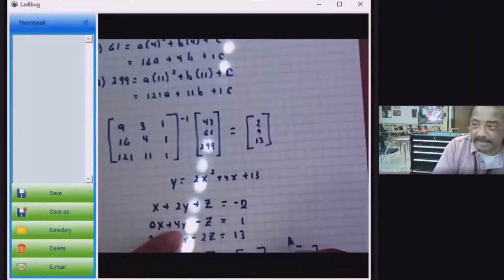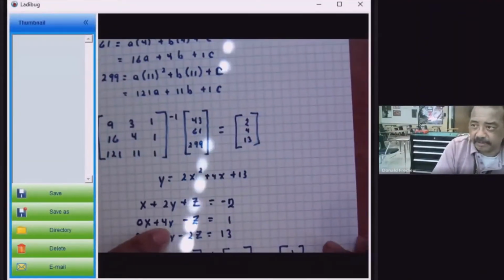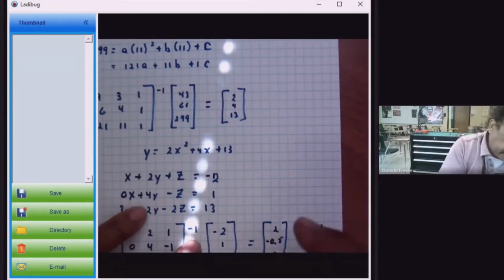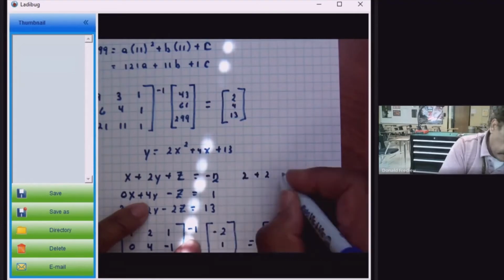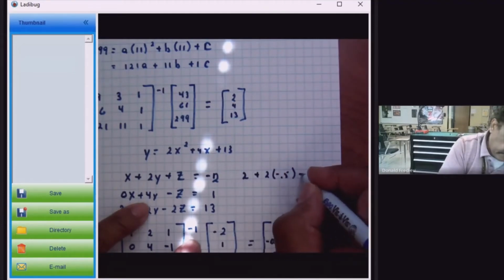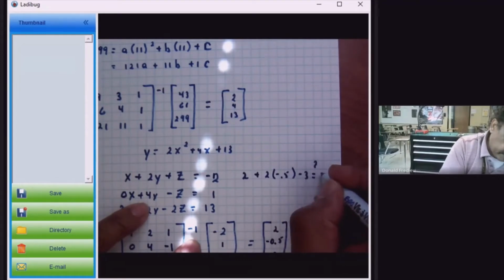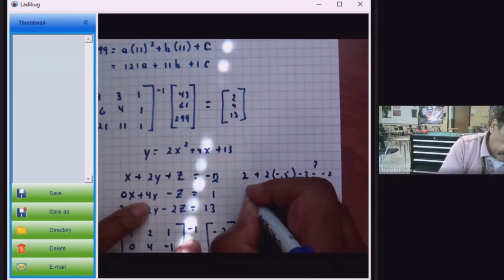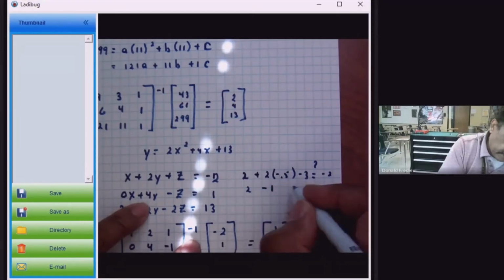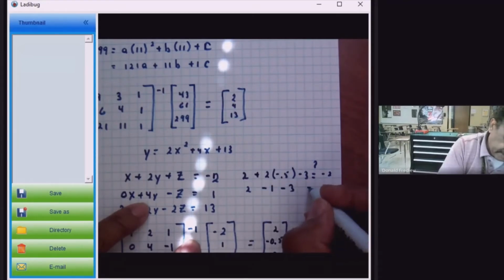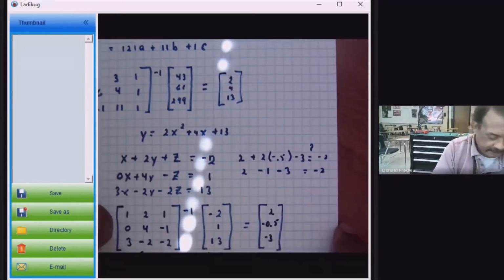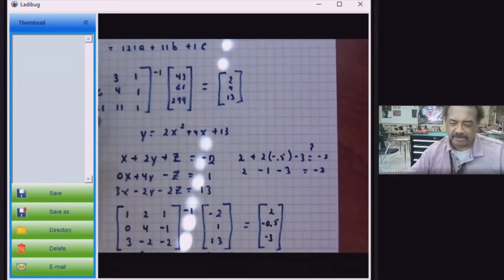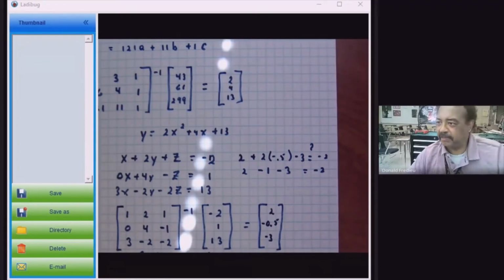So what you would do is go back to this equation here. We know that X is 2 plus 2 times negative 0.5 minus 3, and you should see if that's equal to negative 2. This becomes 2 minus 1 minus 3, and that does equal negative 2. So you do the same thing for each of these to check them. Okay, there's not much to be learned from checking it there, so we'll let that go.